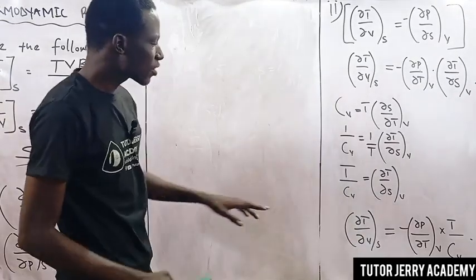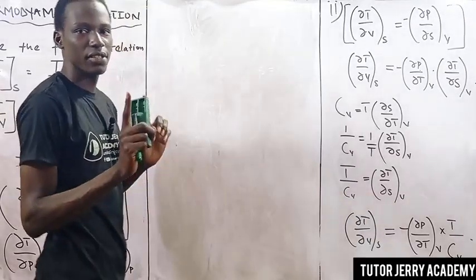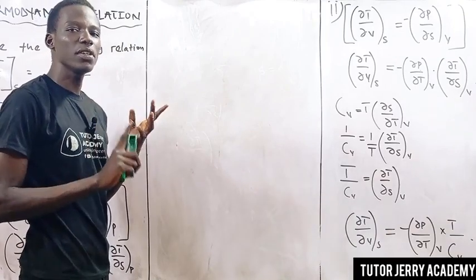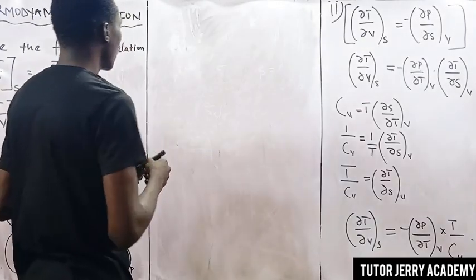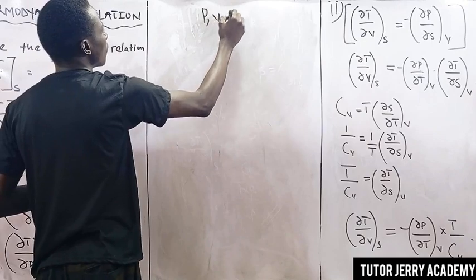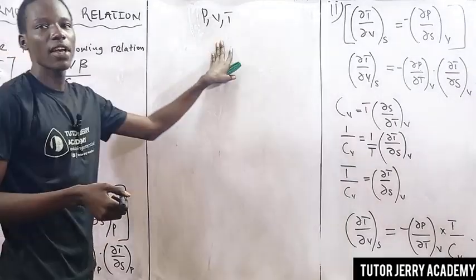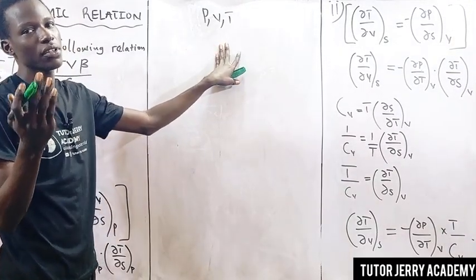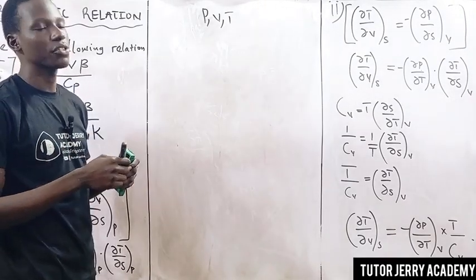Now, in order to get a substitution for this, we will be using first our cyclic relation for PVT. Don't forget that the cyclic relation for PVT has been proven in our previous videos. So we are not going to be proving it, we are just going to be writing the relation straight away.